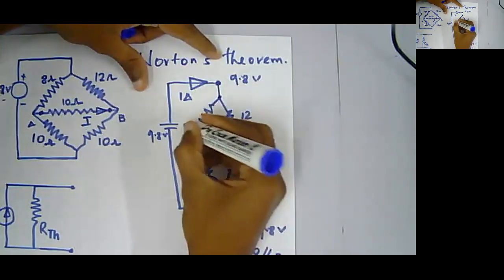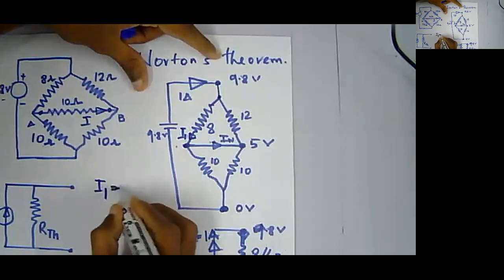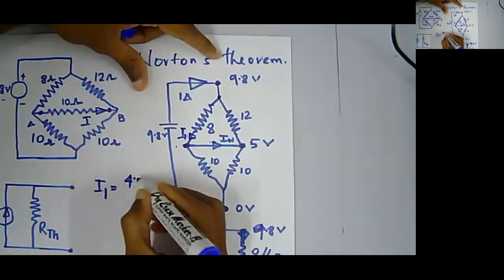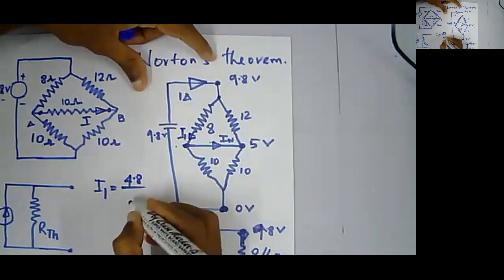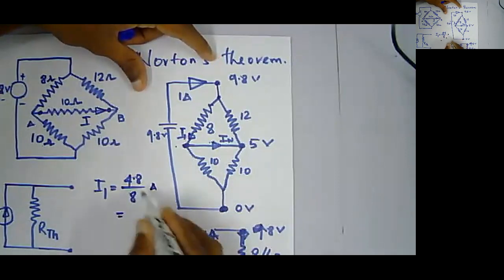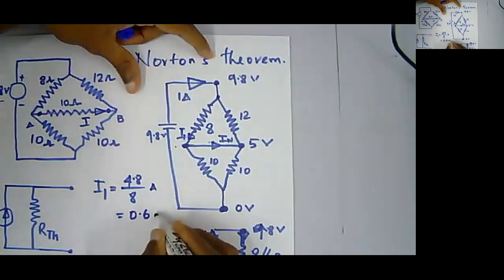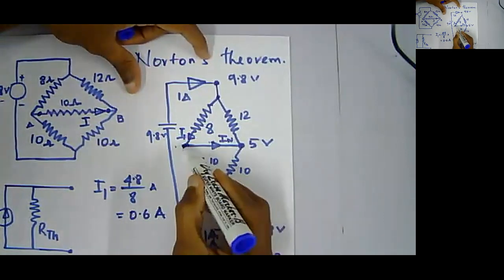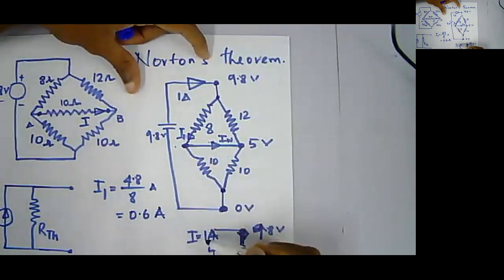Let this be I1, and I1 equals 4.8 over 8 amperes, right? So 4.8 over 8 will be 0.6 amperes. Again, the voltage at this point is 5 volts and at this point is 0.